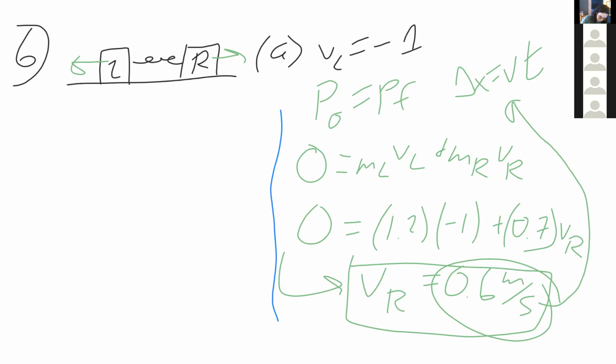Part B, they switch it up a little bit. In part B, the speed of block L is given in terms of the speed of block R. So that means that my 1 meter per second, that was all velocity in the L direction, is now going to be the difference between the speed for R and the speed for L. That's what it means when they say it's a speed relative to R.